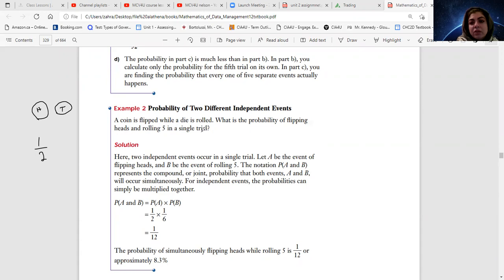Rolling a 5 on a single die, it has 6 sides, right? Then rolling a 5 is just one event. One side has 5 on it, so it's just 1/6. The probability of rolling a 5 is 1/6. Since they are independent, you just multiply these two together and get 1/12. So that's the probability that you flip head and roll a 5 on a die.